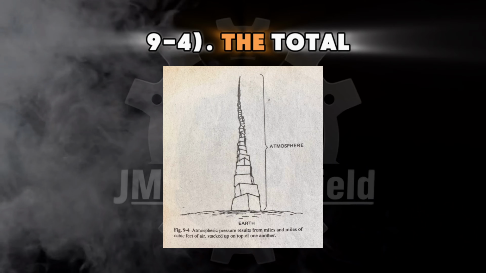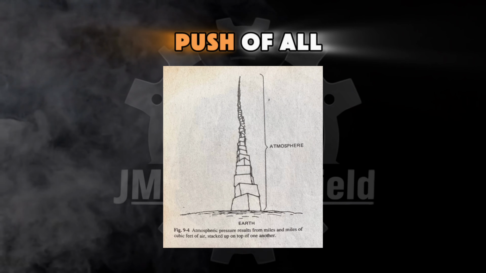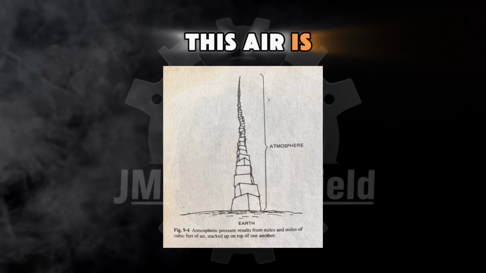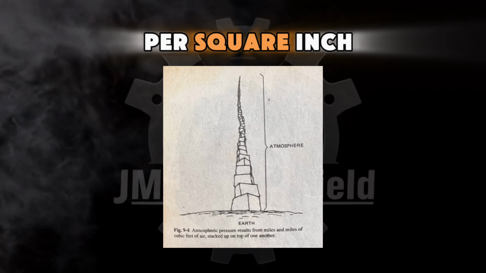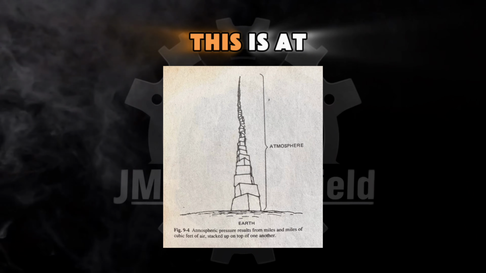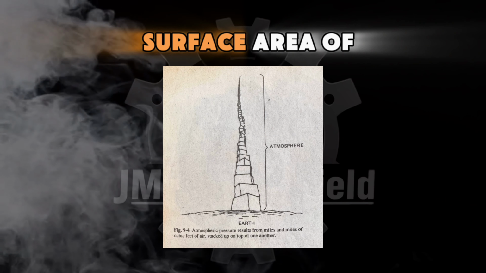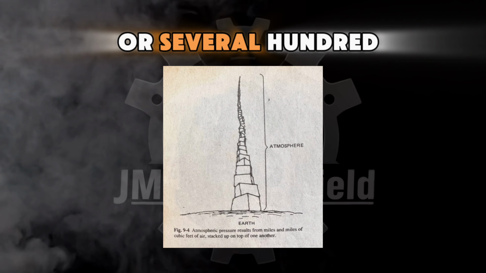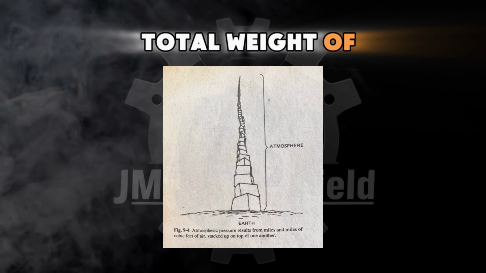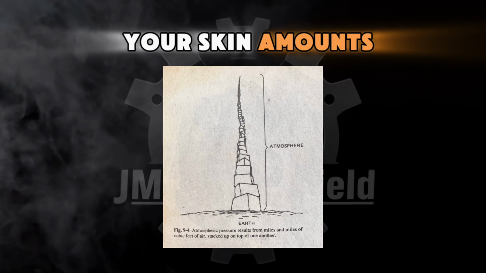Figure 9-4. The total weight or downward push of all this air is about 15 pounds per square inch, psi, 103 kPa. This is at sea level. The human body has a total surface area of several square feet, or several hundred square inches. The total weight of the air on your skin amounts to several tons.